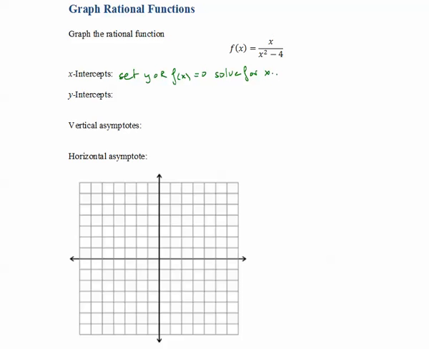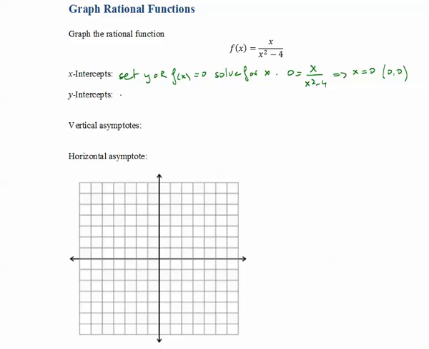In this case, f of x equals 0 equal x over x squared minus 4. So what value of x makes the rational function equal to 0? The numerator must be equal to 0, because 0 over anything equals 0, except that the denominator should not be equal to 0. So in this case, x should be equal to 0. So we have 0, 0 is our x-intercept.